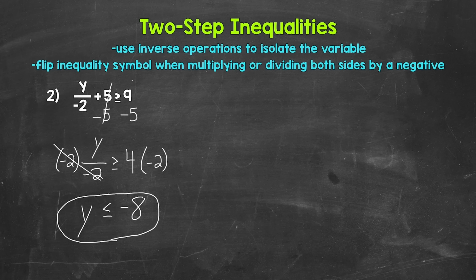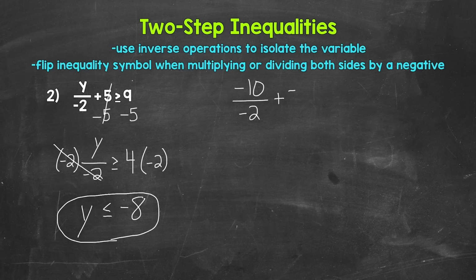Now, as far as that inequality symbol flipping, basically, as soon as we multiplied both sides by a negative, negative 2 for this example, that inequality symbol flips in order to keep the inequality true. Lastly, let's check this by plugging in a value that is less than or equal to negative 8 for y and seeing if it works. So we can see if we are correct here. Let's use negative 10. That's less than negative 8. And since we are dividing by negative 2, that will work nicely there.